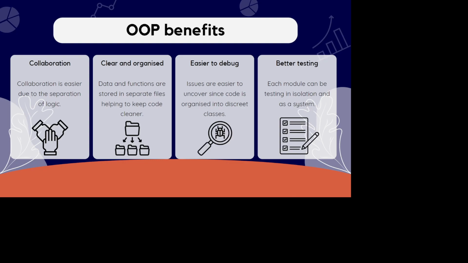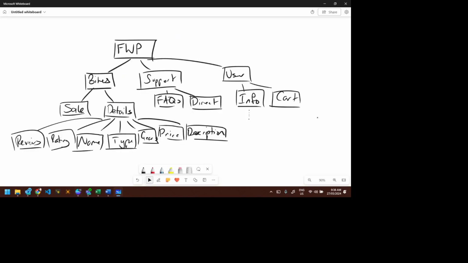Imagine you are working with someone else on the Fun with Pedals app for a second. Harry and I are collaborating. We are working together to make this app. It's going to be the best app ever. We're going to make $1 million out of it. Harry's going to focus on the bike section and I'm going to focus on the user section.